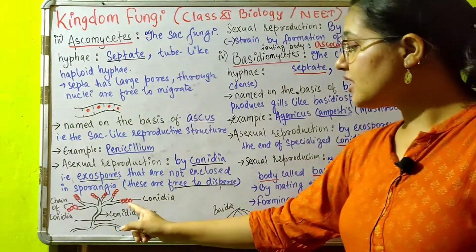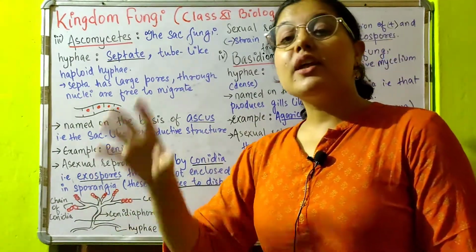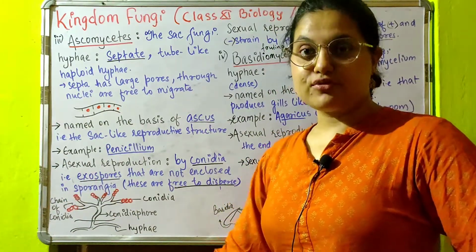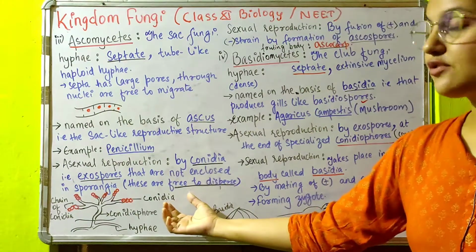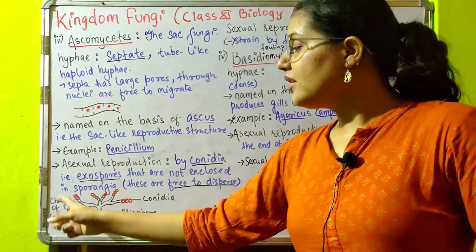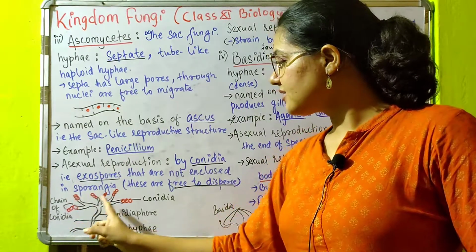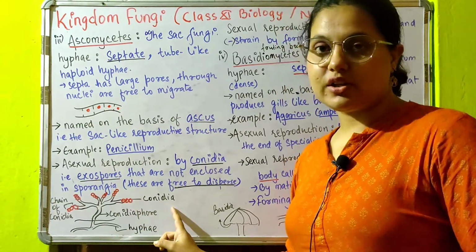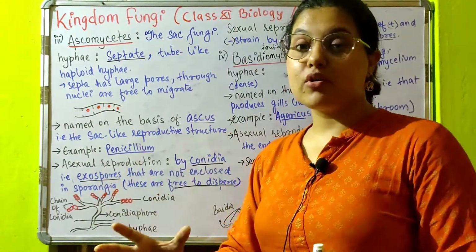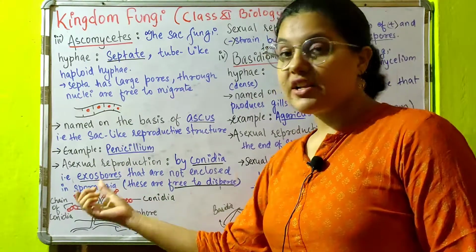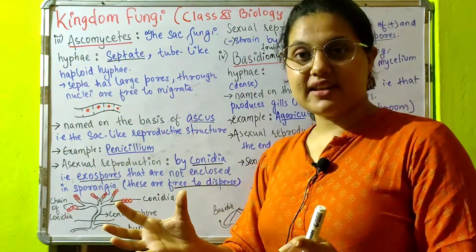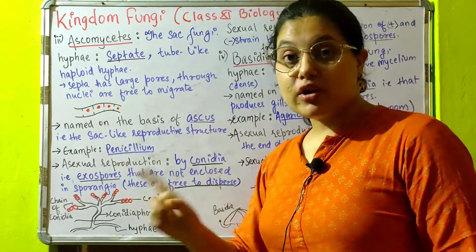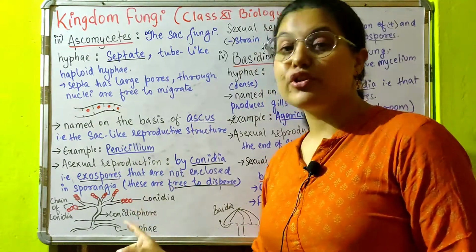And what are conidia? They are the exospores. We studied about endospores in the case of zygomycetes, and here we'll be studying about exospores. We name the exospores conidia, and conidia are formed in a chain. Chain of conidia I have written, and an individual spore is known as a conidium. Here we don't have endospores because the spores are present outside, they are not enclosed by any kind of sac-like structure. The long branch that arises from the hyphae is known as conidiophore. It is not known as sporangiophore here, it is known as conidiophore.